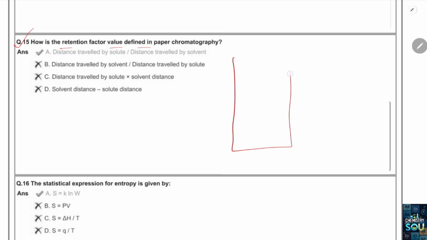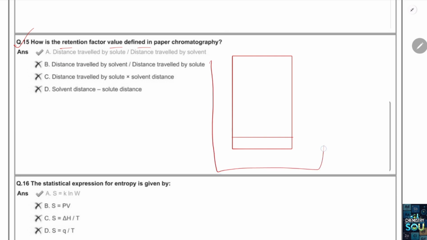Suppose this is a chromatographic paper, and here the sample loading takes place. Let's take this as a beaker, and the water or solvent level is here. This solvent will go upward on the paper. Finally, suppose it reaches this position. This is the solvent distance. After that we add the sample here, and when the solvent flows again, it will push the sample in the upward direction. Suppose the sample reaches this position.